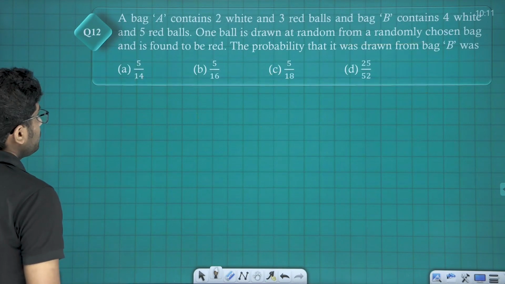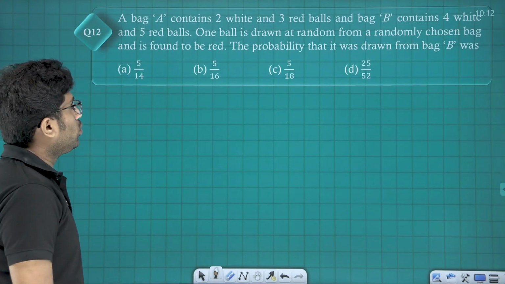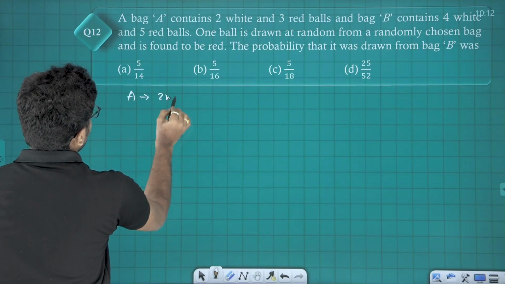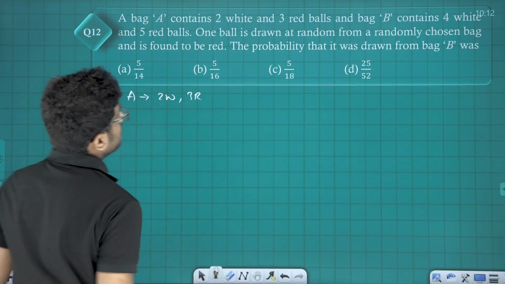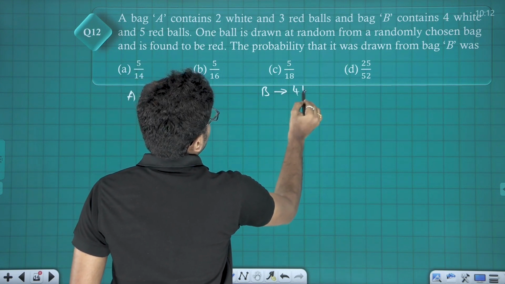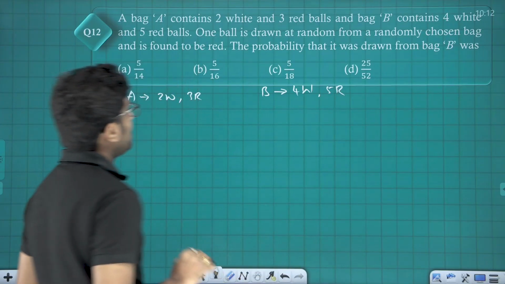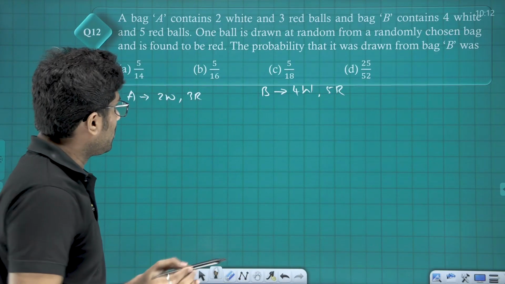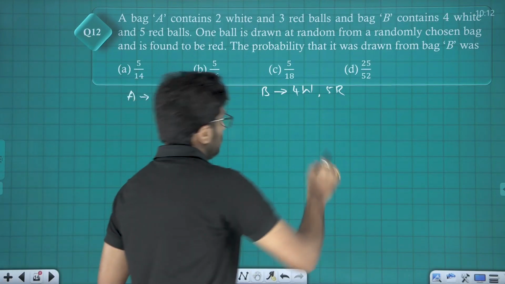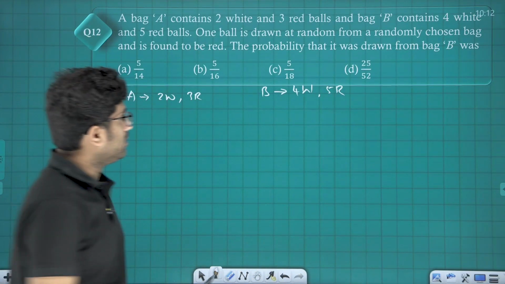Next question. A bag A contains 2 white and 3 red balls. Bag B contains 4 white and 5 red balls. One ball is drawn at random from a randomly chosen bag and is found to be red. Okay, and what is the probability that it was drawn from bag B?